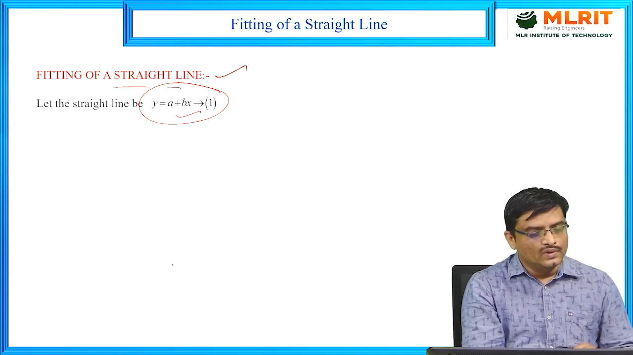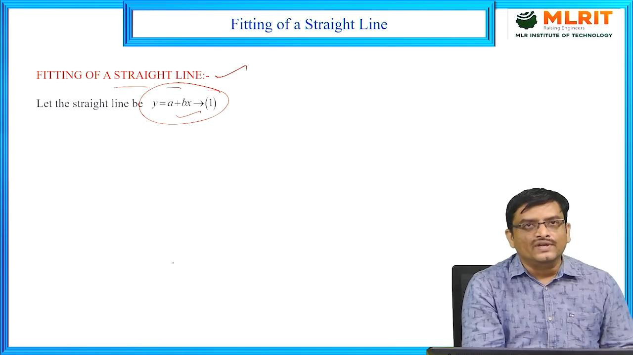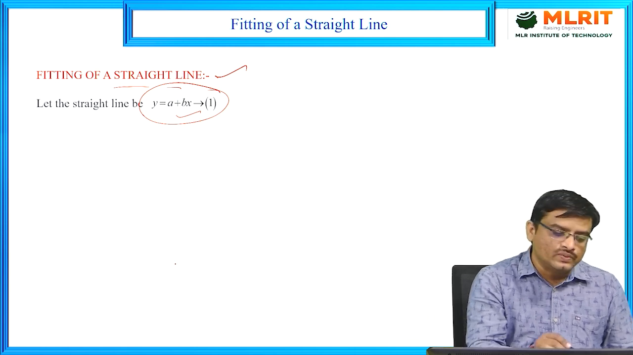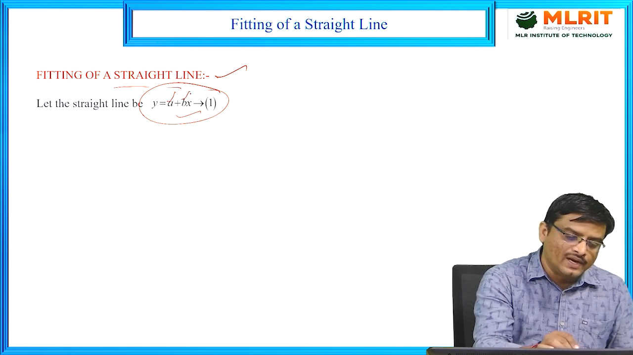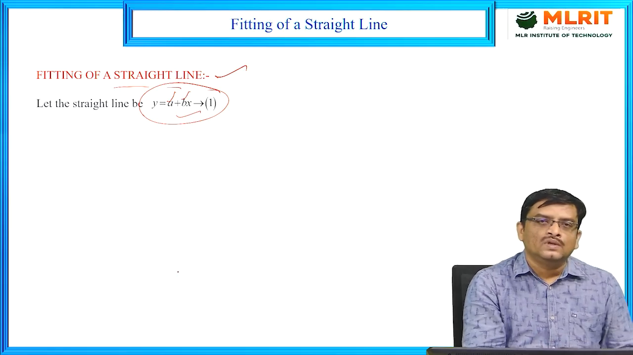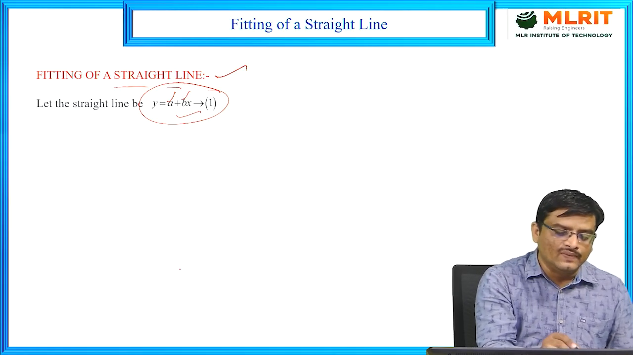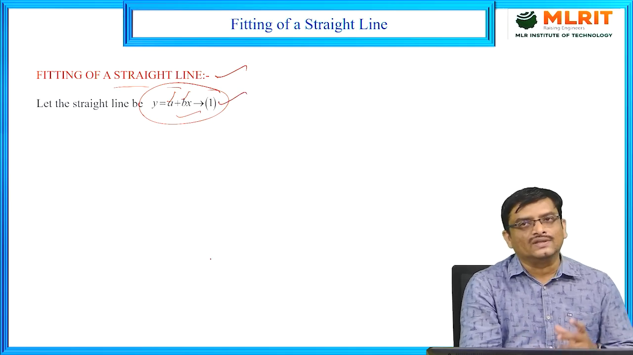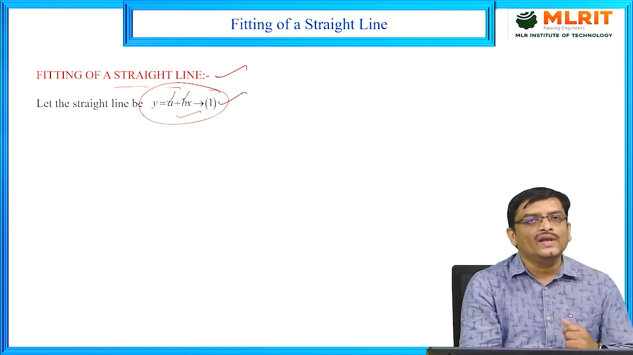So now I want to apply the method of least squares here, and by using that method, I will find these unknown parameter values a and b. After finding the a value and b value, if you substitute them in equation 1, then I will get a straight line for the given data here.